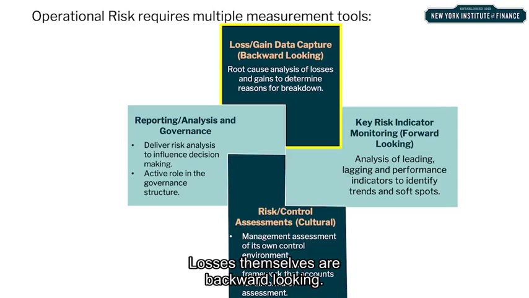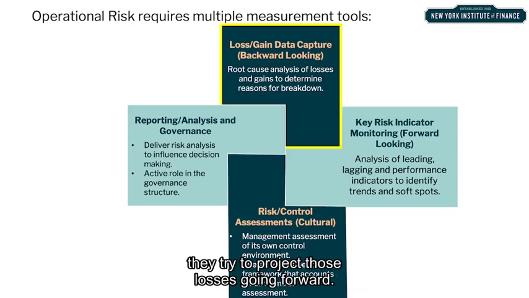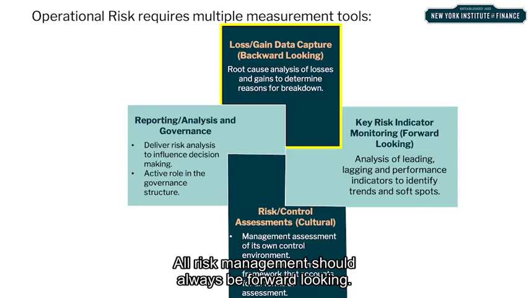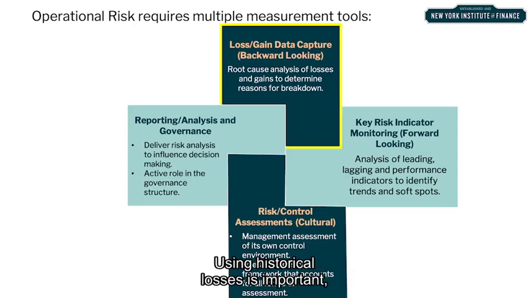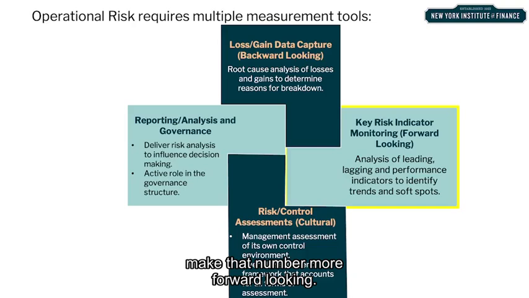Losses themselves are backward looking. What risk managers will do is use the concept of key risk indicators to try to take historical losses and then to try to project those losses going forward. All risk management should always be forward looking. So using historical losses is important, but risk managers will also use the concept of key risk indicators in order to make that number more forward looking. It's called a qualitative adjustment.